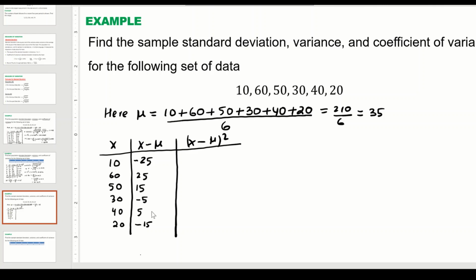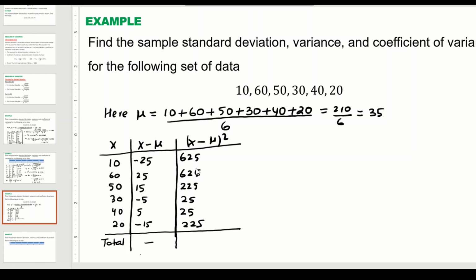Once we have these values, now in the next column, we need x minus mean squared. First, the square of negative 25. Negative 25 times negative 25 is 625. Then we have 25 squared, 25 times 25, 625 again. And then we have 15 times 15, which is 225. So we'll complete this table.